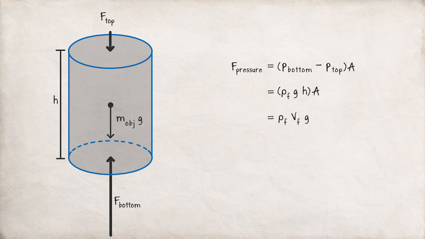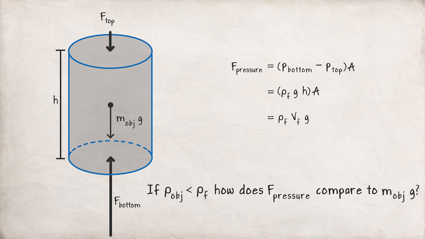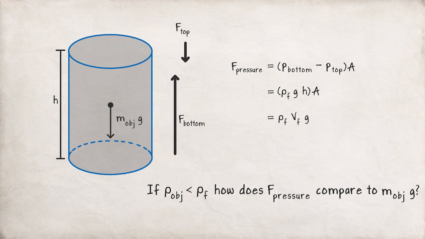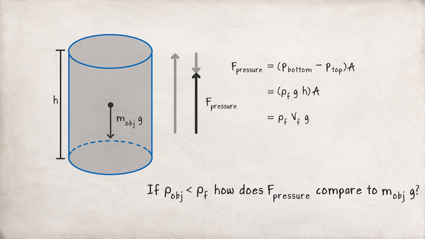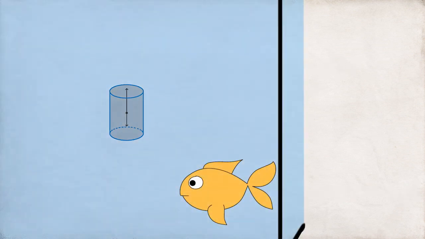If the density of the cylindrical object, ρ object, is less than the density of the surrounding fluid, ρf, how does the force from the pressure of the fluid compare to the force from gravity on the object? The force from the pressure is the sum of the force on the top and bottom. And the correct answer is that the force resulting from the pressure is greater than the force due to gravity on an object less dense than the fluid it is immersed in.